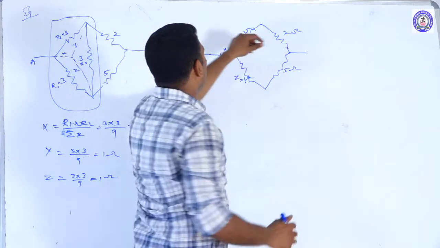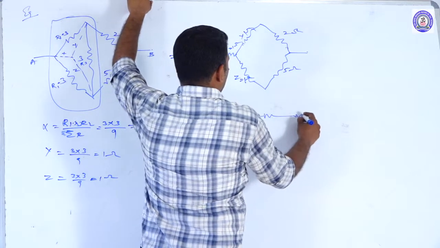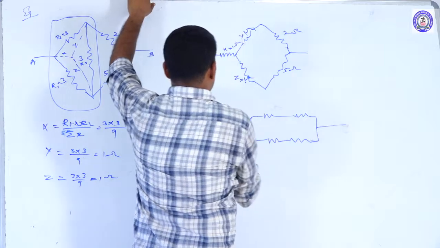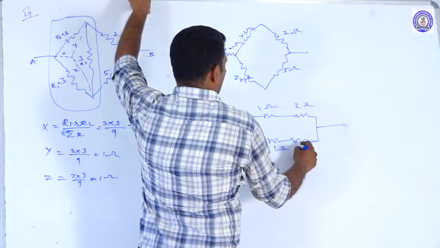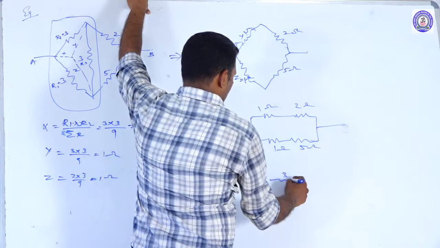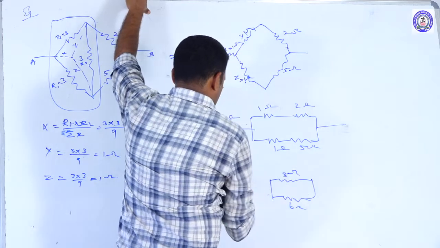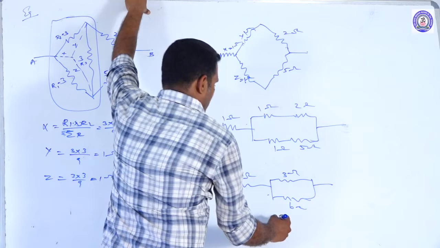This 1 ohm and 2 ohm are in series. This 1 ohm and 5 ohm are in series, and the effective resistances are in parallel. This is 1 ohm, 2 ohm, 1 ohm and 5 ohm. 1 and 2 are in series, effective value is 3 ohm. This is 6 ohm and this one is 1 ohm. 6 ohm and 3 ohm are in parallel.